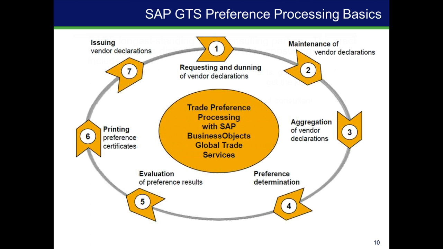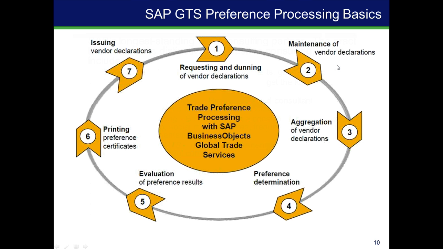So to look at this wheel, just a level set before we continue on the presentation, our preference functionality will start with, if you're dealing with procured items, you can request a vendor declaration. So this is where you go to your supplier base and you ask what the NAFTA or CAFTA status of a particular item is. And once you get those responses back, then you proceed on to maintenance and aggregation.